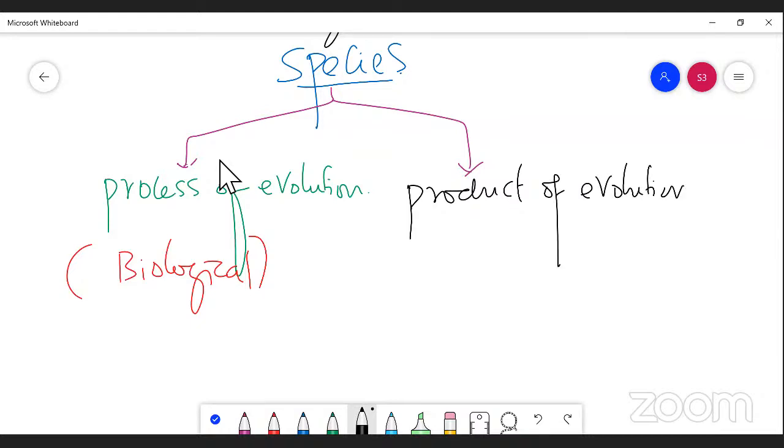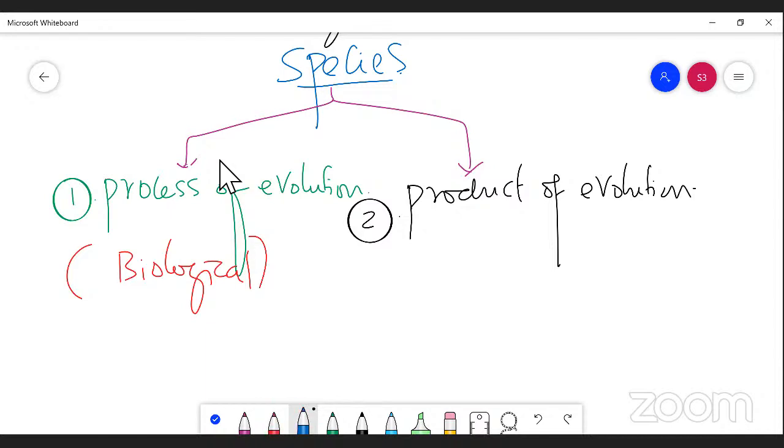So based on the evolutionary sequence, species are divided into generally two types. They are a process of evolution, that is the first type, whereas the second type is a product of evolution. In the product of evolution, the remaining two categories except the biological are involved. Could you mention the other categories, students? I think nobody is going to answer.